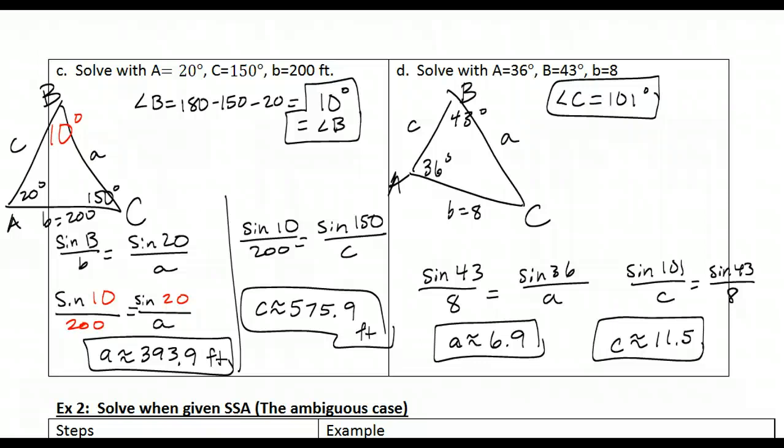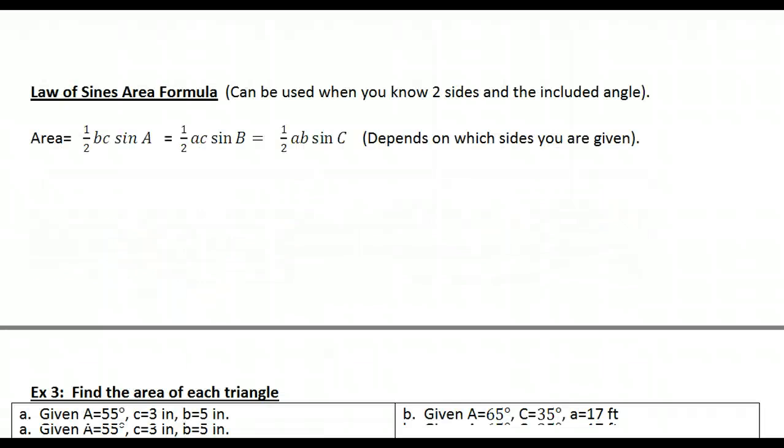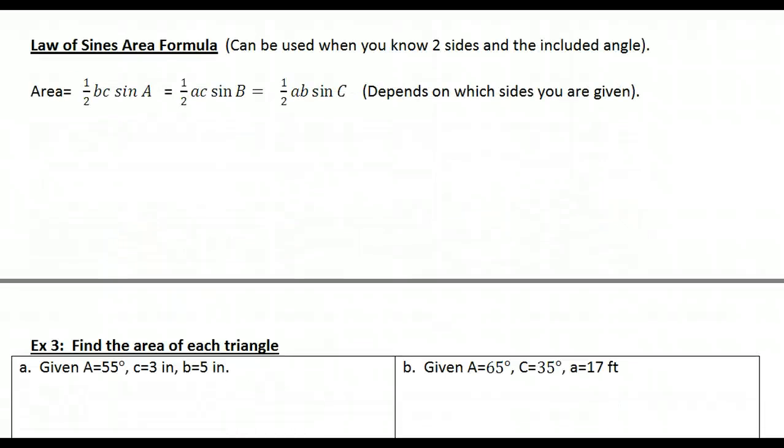Now, if you're someone who's going to be in class, we're going to skip example 2, and example 2 is going to be done on a separate video of how to find a second triangle. So whenever I have SSA, I have to find a second triangle. So what we're going to do actually is go to your third page, so the second sheet of paper front side, and I want to show you the law of sines area formula, and that's what we're going to do to finish out this video.